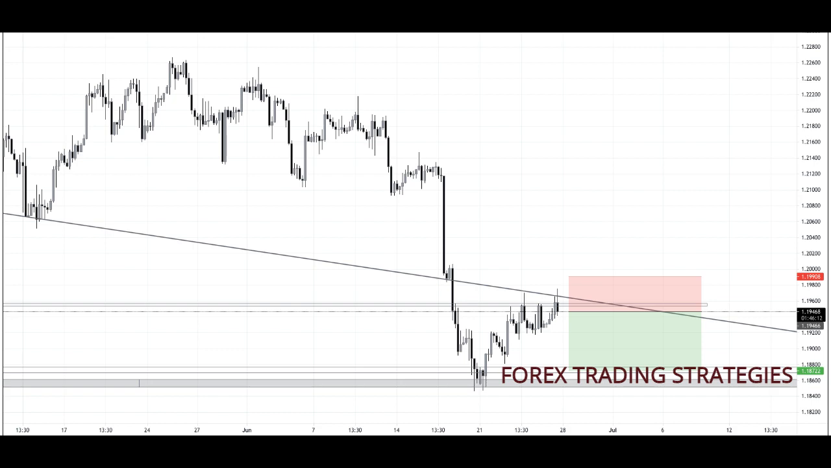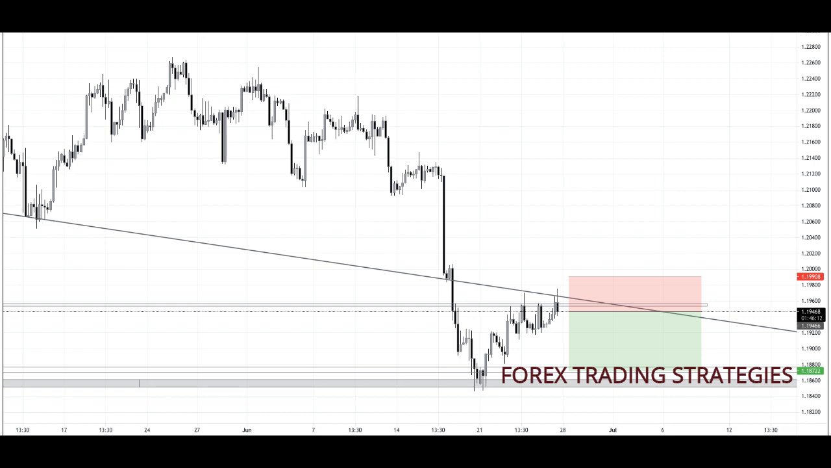Then you find that gold is usually moving in about the same direction as Euro USD. It's not set in stone. Sometimes they move against each other, but sometimes they are moving together.